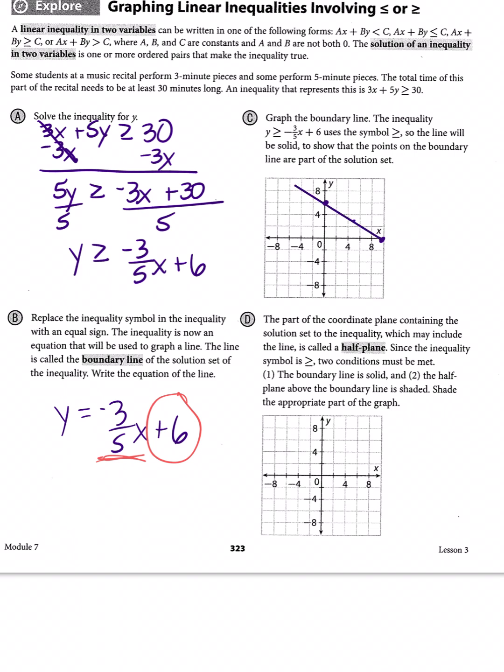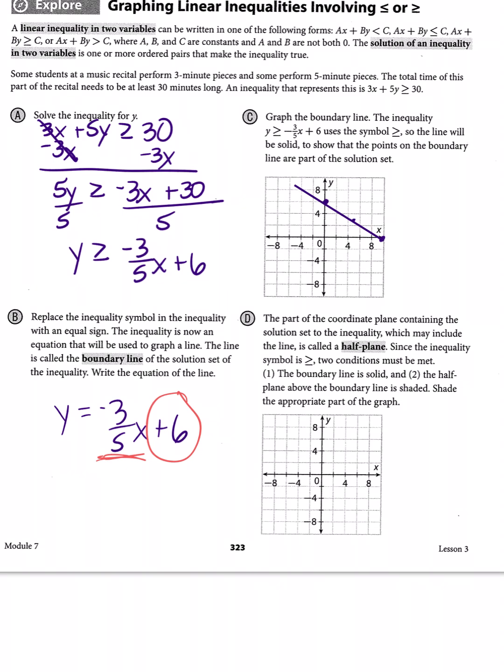D says the part of the coordinate plane containing the solution set to the inequality, which may include a line, is called a half plane. Since the inequality symbol is greater than or equal to, 2 conditions must be met. First, the boundary line must be solid, which we already did, based on the equal to piece. And the half plane above the boundary line is shaded. Shade the appropriate part of the graph. So what it's asking us for is to shade above the line because it is greater than. So we're going to shade above the line.